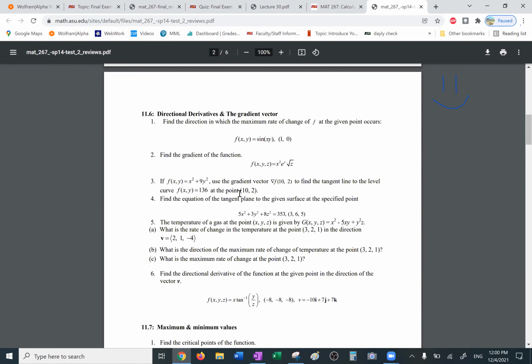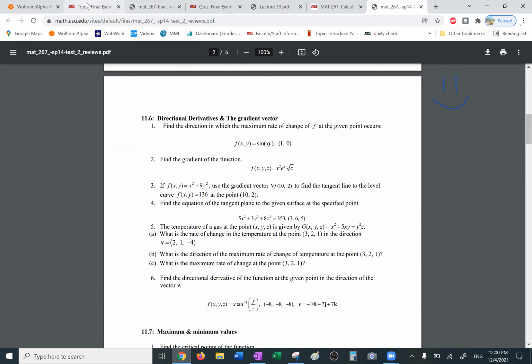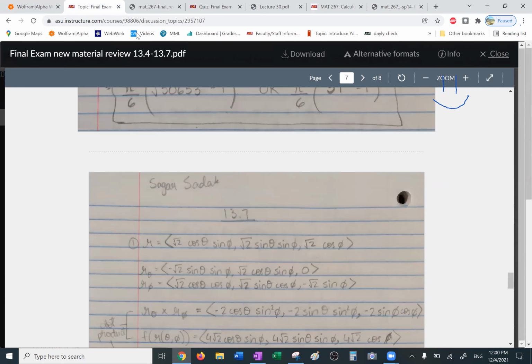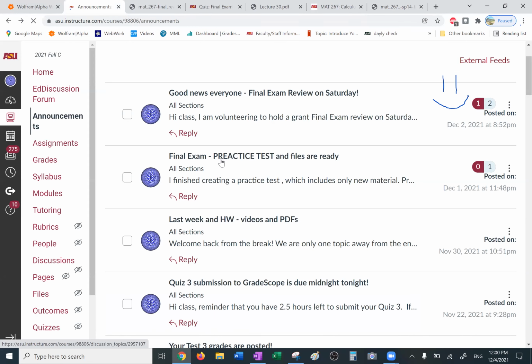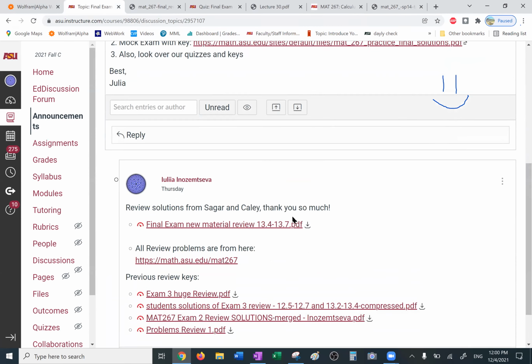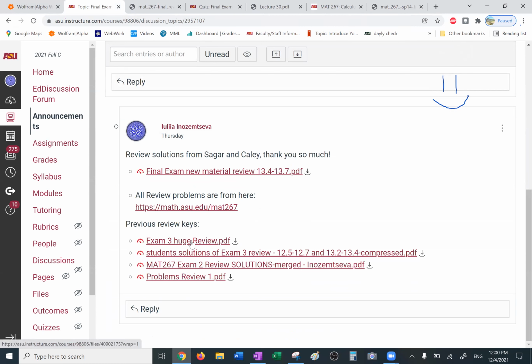Directional derivatives. Okay. Directional derivatives are actually also something we should review. It's already noon, I should probably hurry up. Close this. Go back to files. Go back to here. See, you have all the keys. Practice exams. Here they are. Student solutions from Carrie and Cigar. My solutions for the exam 2 merged.